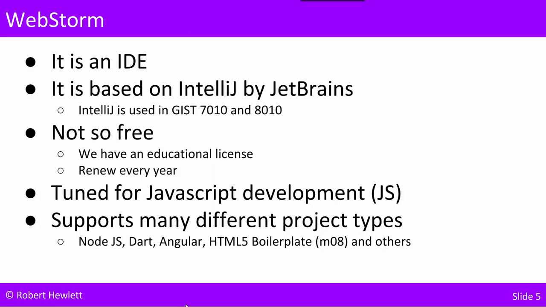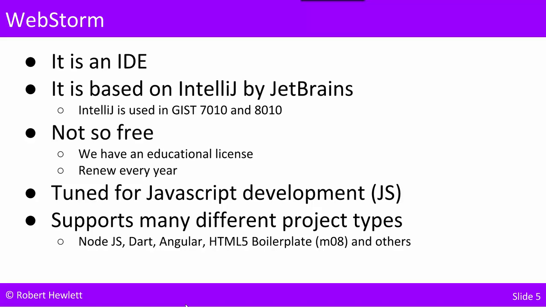So what is WebStorm? Well, WebStorm is an IDE. It's based on IntelliJ by JetBrains. IntelliJ is used in GST 7010 and in 8010. Partway through 8010, we'll switch to something called Android Studio, which is Android development based on the IntelliJ IDE. So if you've taken 7010 or plan to be taking 7010 or 8010, then you'll reuse some of what you will learn here, or you can leverage it as you take this course.